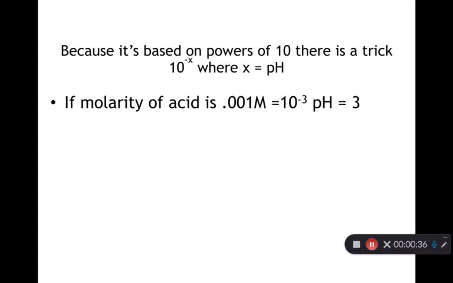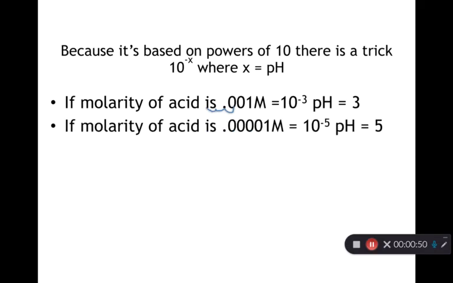So if the molarity of the acid is 0.001 molar, again that's moles over 1 liter, that's equal to 10 to the negative 3, and so your pH is 3. So it's showing you how log base 10 works. If the molarity of the acid is 0.00001, 10 to the negative 5th, your pH is equal to 5.